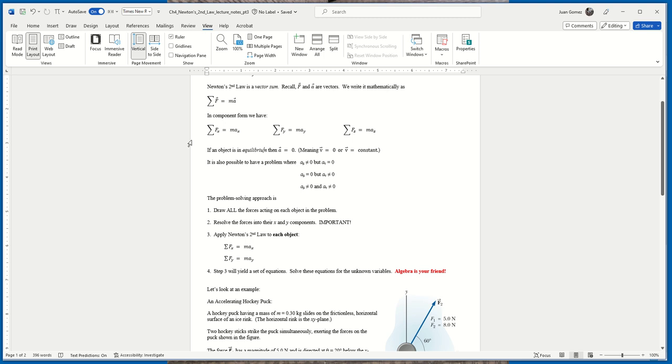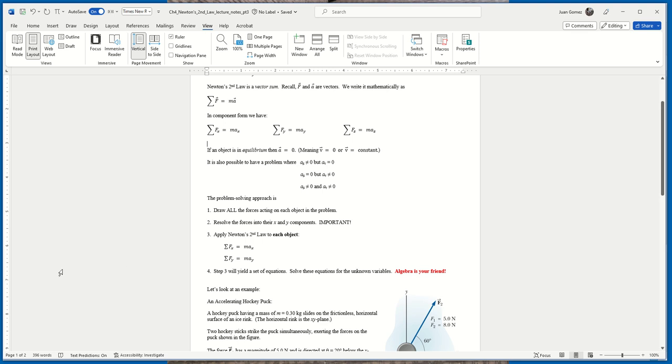Now, you can have an object in what we call equilibrium. In the language of physics, if an object is in equilibrium, then its acceleration is zero, meaning one of two things: either v is zero or v is constant. Which sometimes is called static equilibrium or just equilibrium.